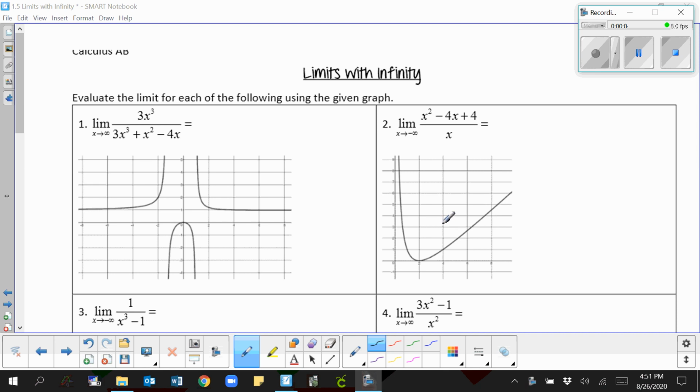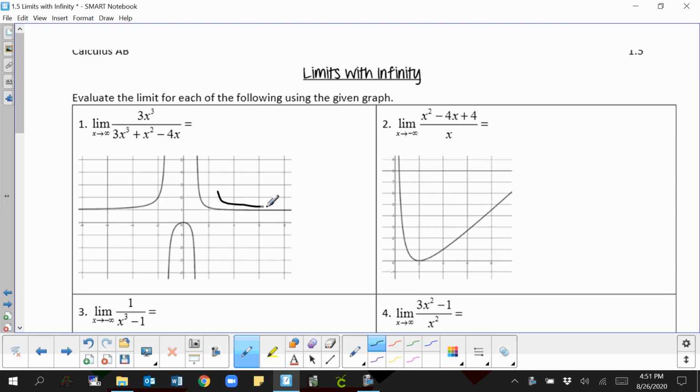Hey guys, today we are going to talk about limits with infinity. So if I'm looking at example 1 right here, we've got the limit as x goes to infinity of this function. As we're going off to infinity this way, we can see that the graph is going to get closer and closer and closer to 1. So our limit is going to be 1 for example 1.